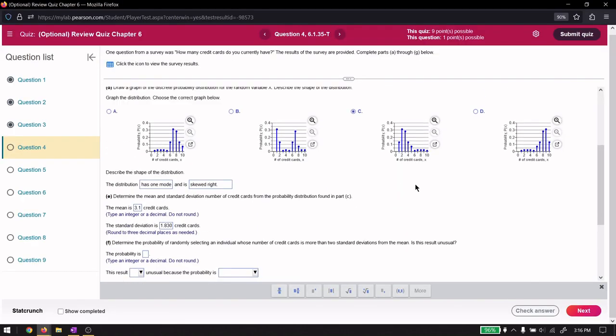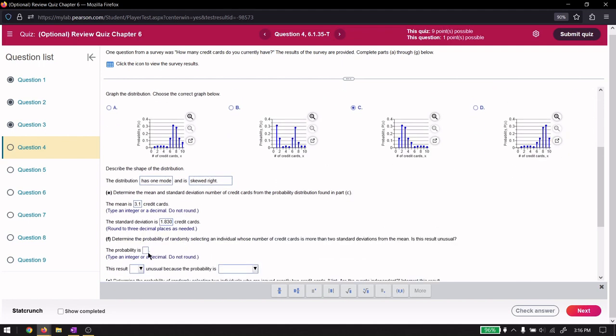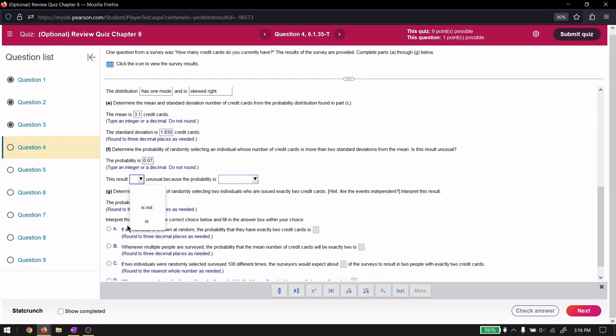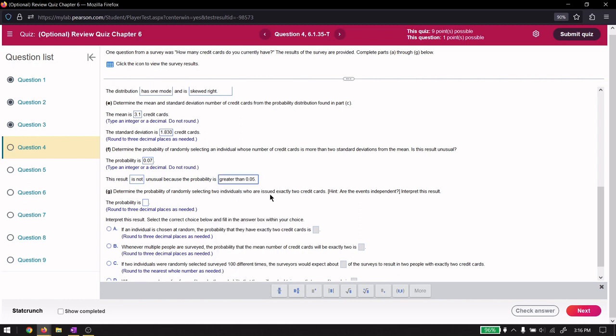If we add up those probabilities, 7 through 10, you can see we get 0.07. This result is not unusual because the probability is greater than 0.05. That 0.05 is going to come into play a little bit later on too. It's kind of this normal breaking point for unusual behavior. That can change though. You can have 0.01 be the breaking point, 0.001, and so on and so forth.